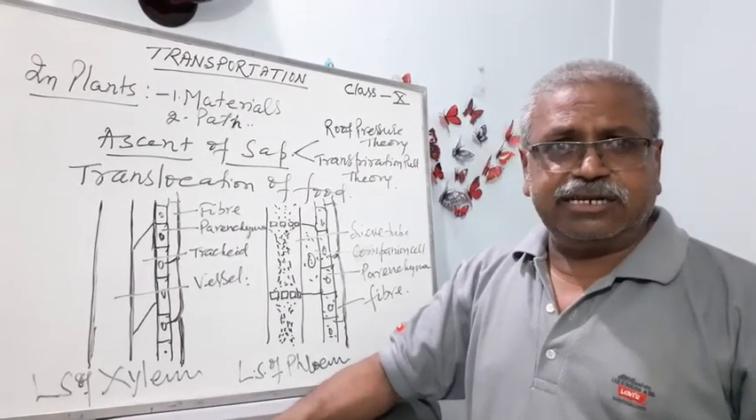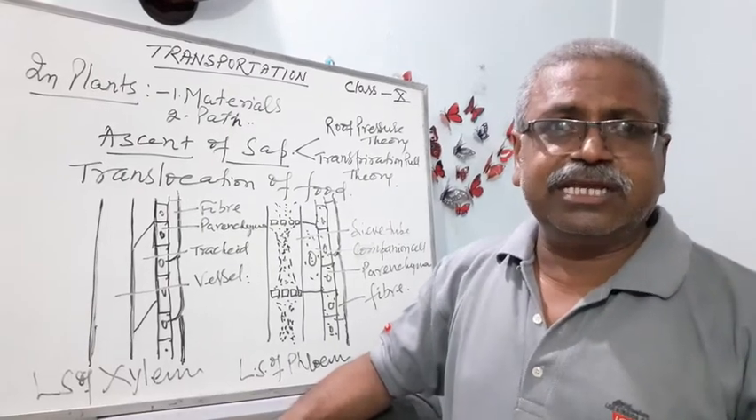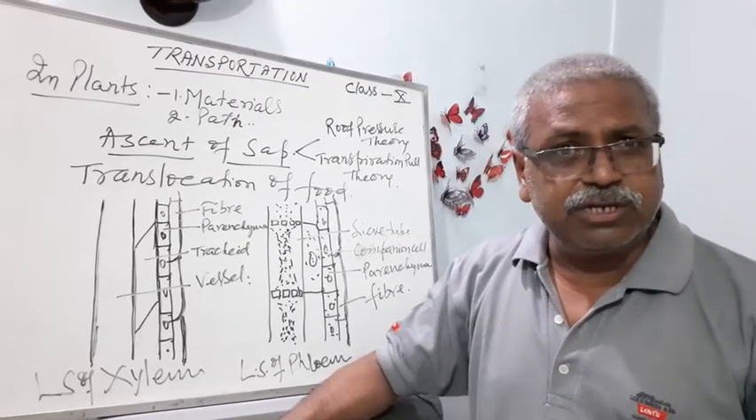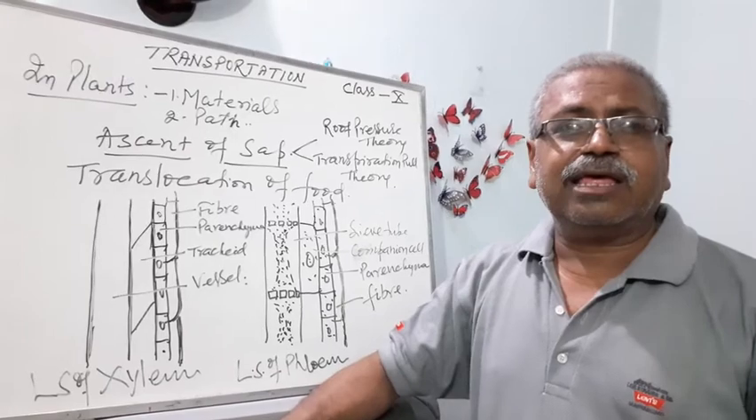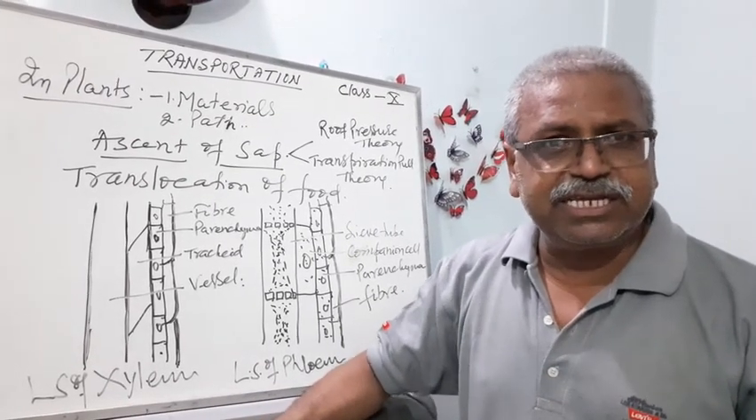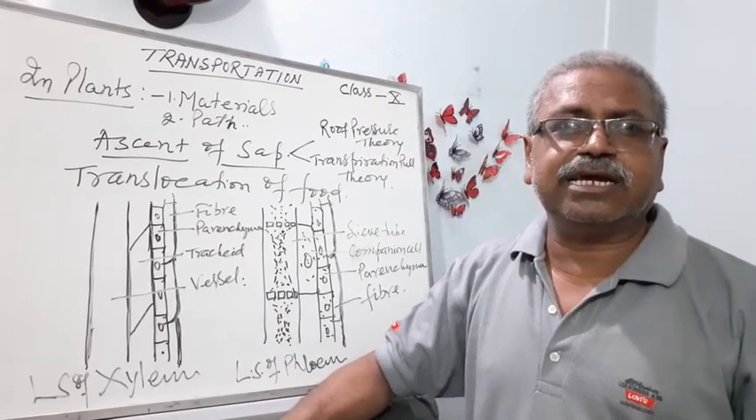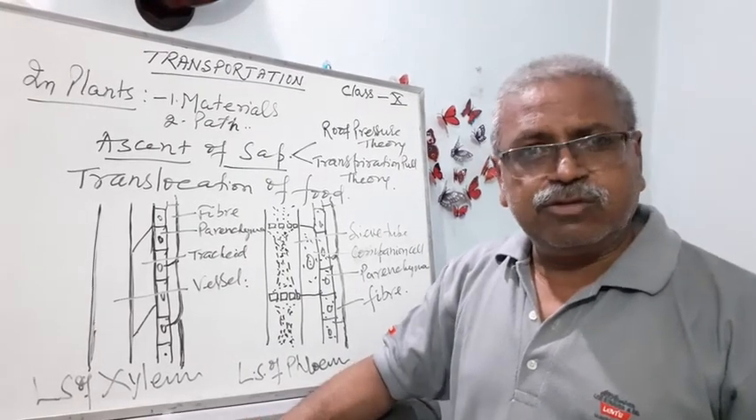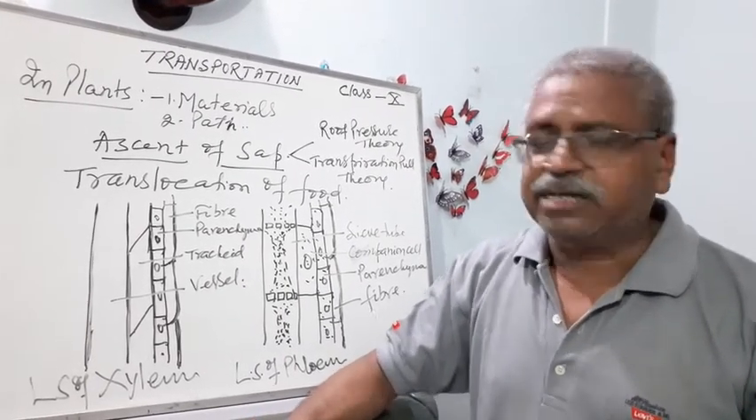Why is transportation needed? Because the source of the material is fixed and consumption occurs throughout the plant.